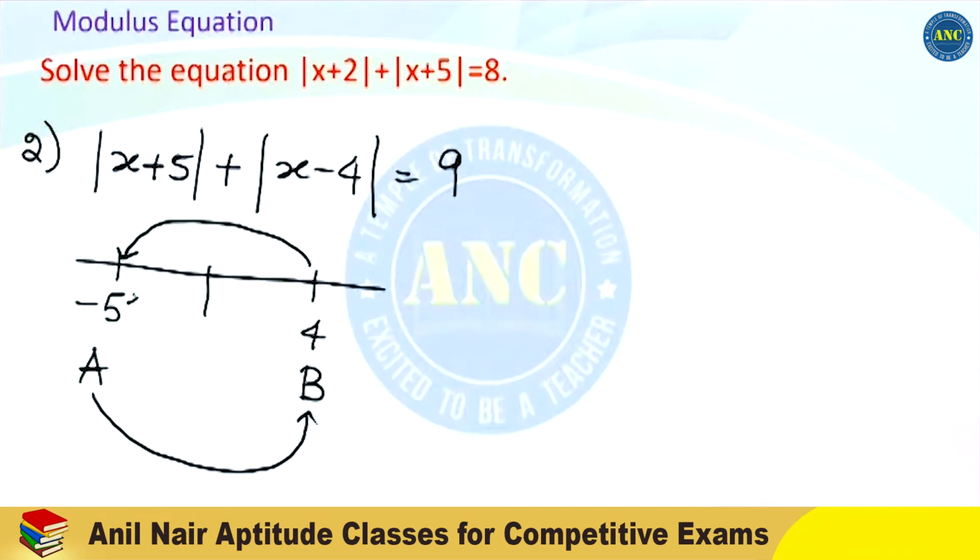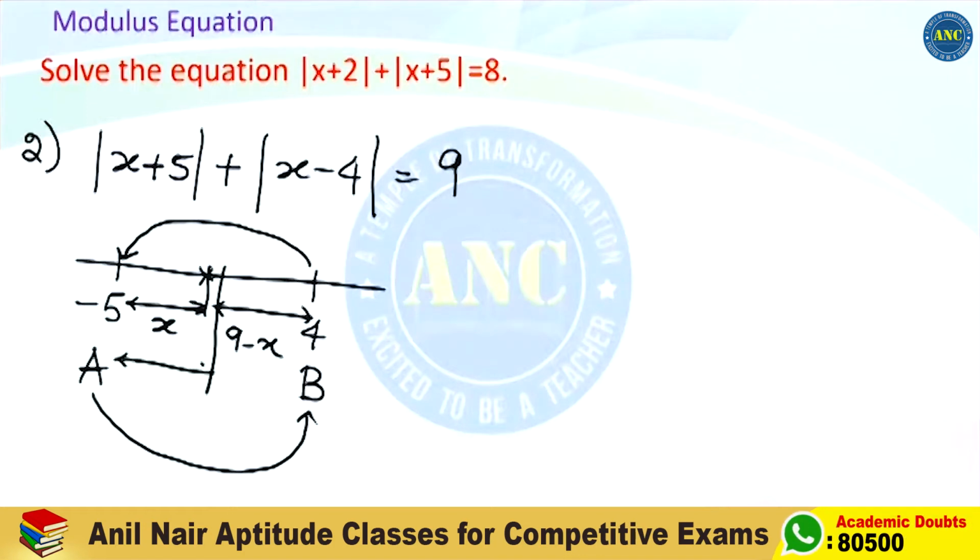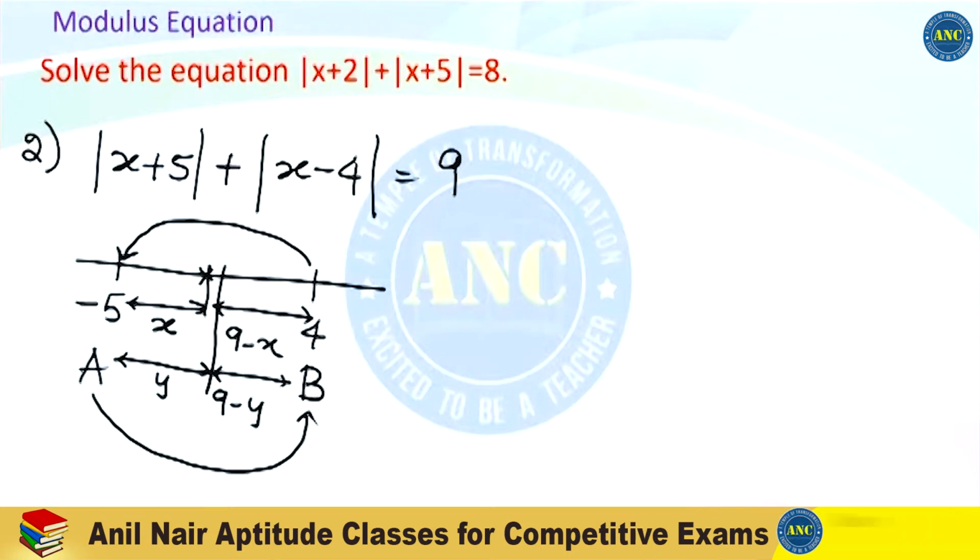If A travels some distance x, the remaining will be 9 minus x. Yes or no? x could be this point. If A travels y here, B will travel 9 minus y. Again, the total distance will be 9. So not only at the end points minus 5 and 4, anywhere between minus 5 and 4, if they meet, they travel totally 9 units.